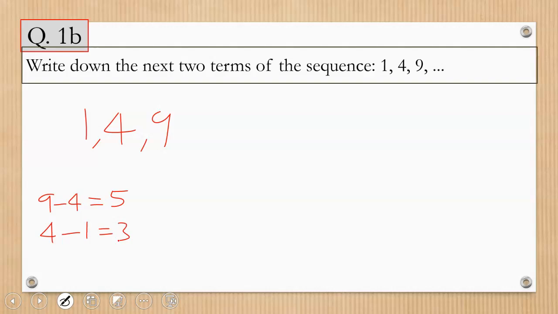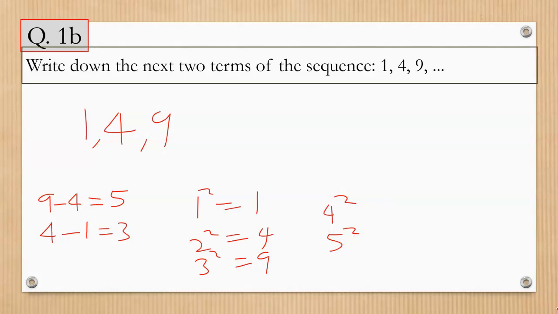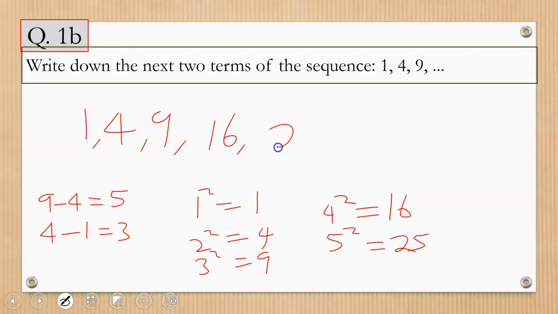But if I look at 1, 4, and 9, I can see each is a number squared. So 1 squared gives me 1, 2 squared gives me 4, 3 squared gives me 9. So the next number is going to be 4 squared, and the next is going to be 5 squared. What is 4 squared? 4 times 4 is 16. 5 squared means 5 times 5, which is 25. So the next two numbers that will follow this will be 16 and 25.